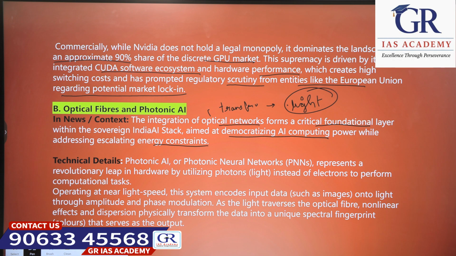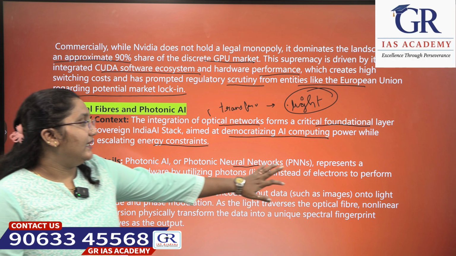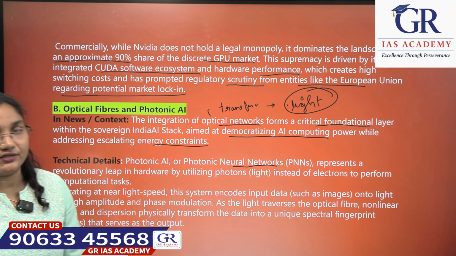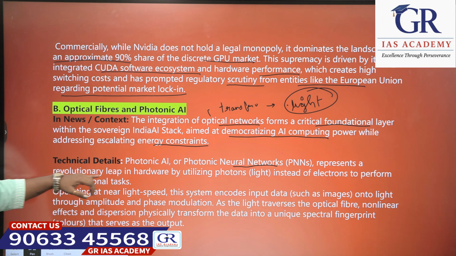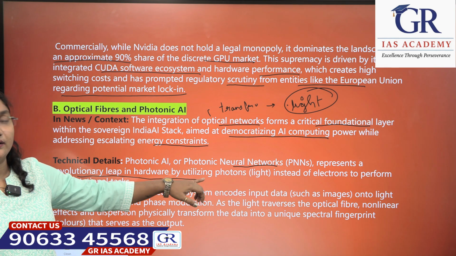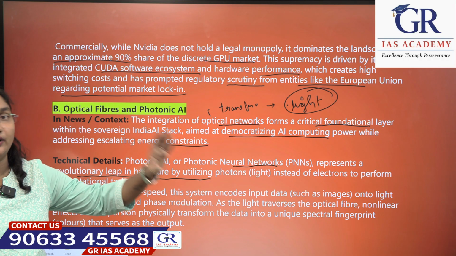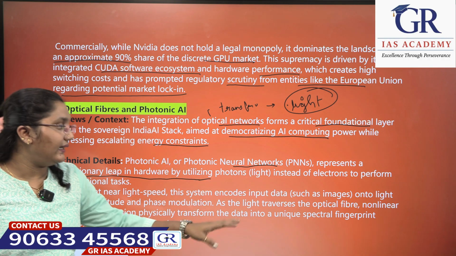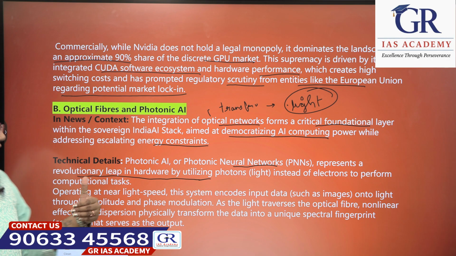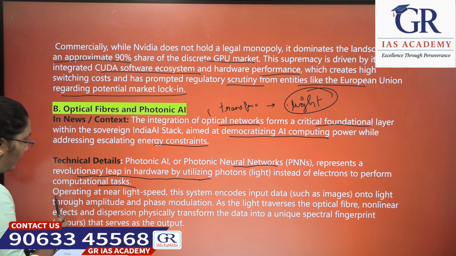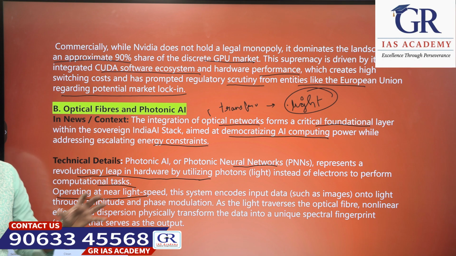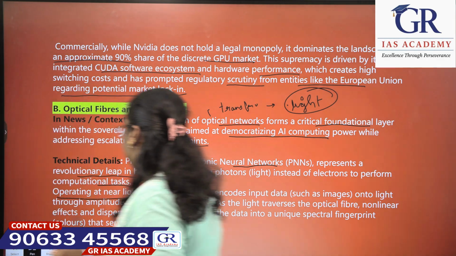Now let's see the technical details. Photonic AI, or photonic neural networks. Photonics is generally about photons, and it represents a revolutionary leap in hardware by utilizing photons, that is light, instead of electrons to perform computational tasks, operating at near light speed.